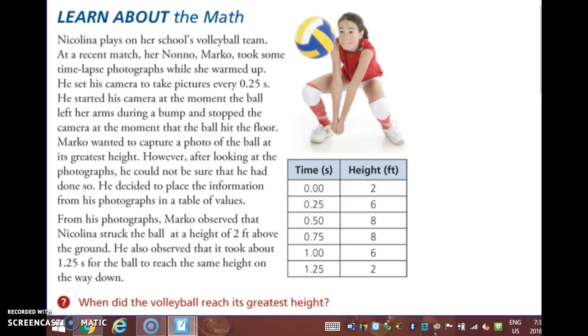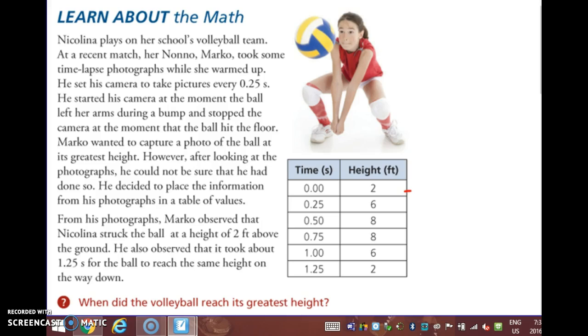Section 7.2, properties of graphs of quadratic functions. The example we're looking at right here is a volleyball bump. From where it hits the girl's hand, at 0 time, it's at 2 feet.